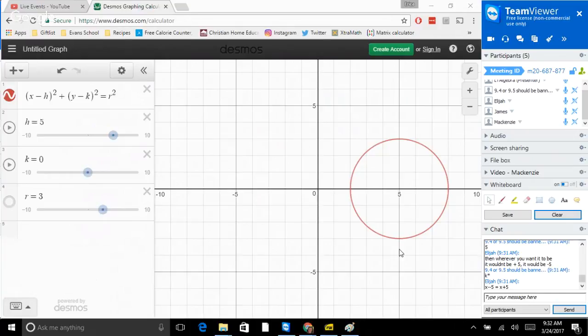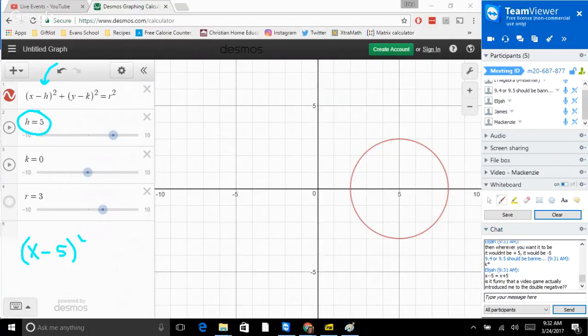All right, so what Elijah is saying is my h value is 5, but that means in my equation it would be x minus 5. Like this circle right now would be (x minus 5) squared plus y squared equals 3 squared. Okay, that's what this all means.